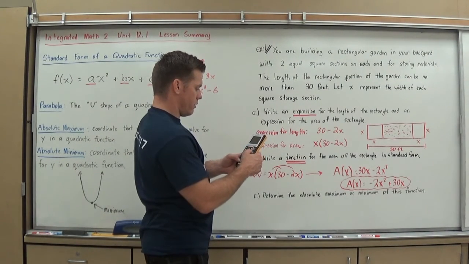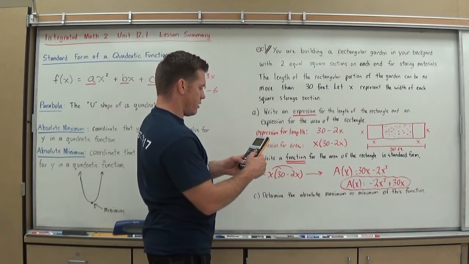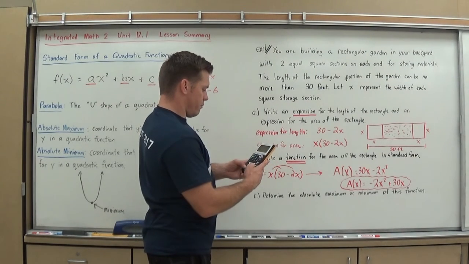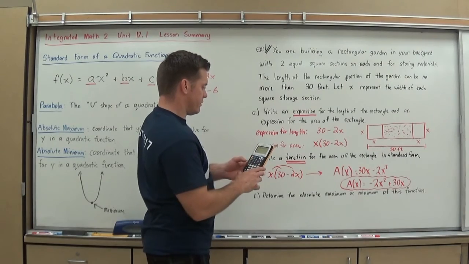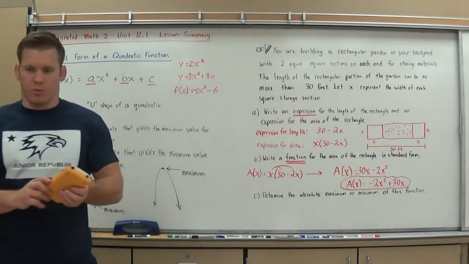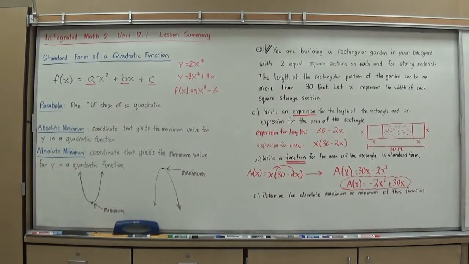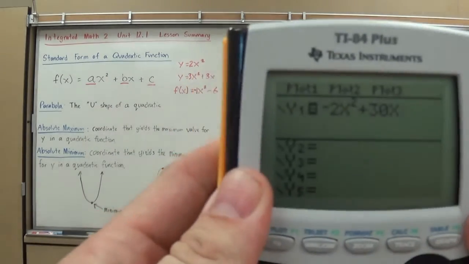Negative 2x squared, and then plus 30x. And I'm going to hit graph. Now I'm going to pull this over to you so you can see. Hopefully I can get that steady.